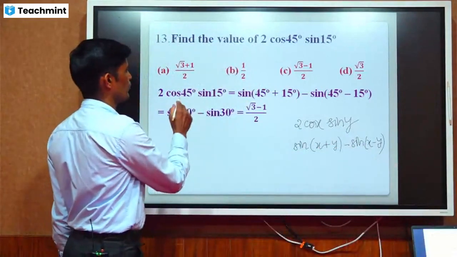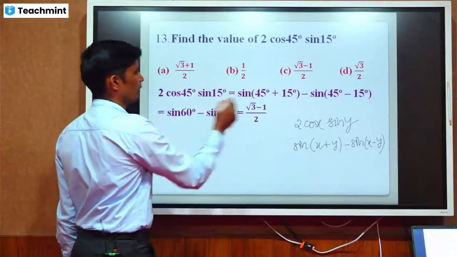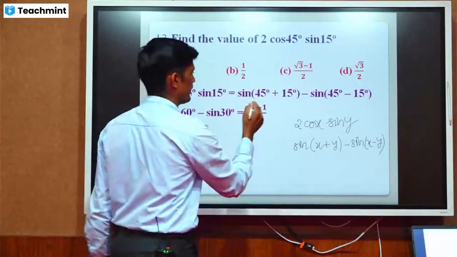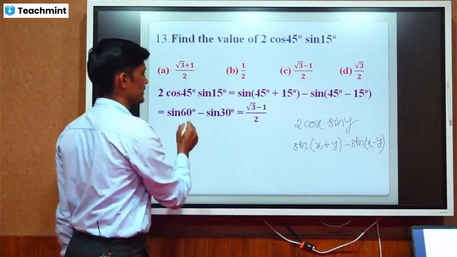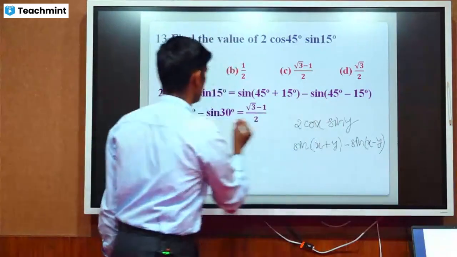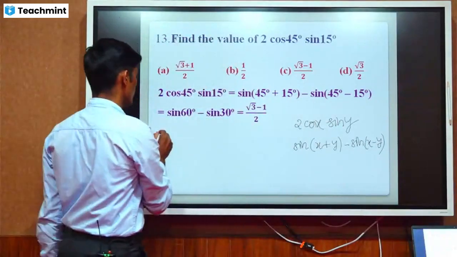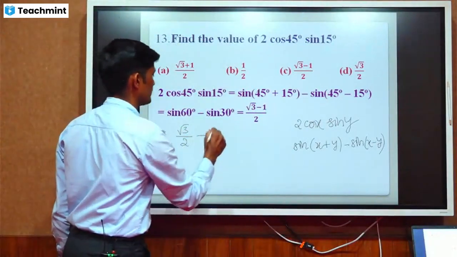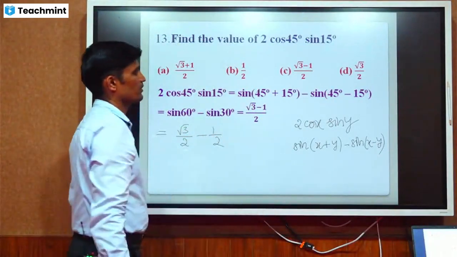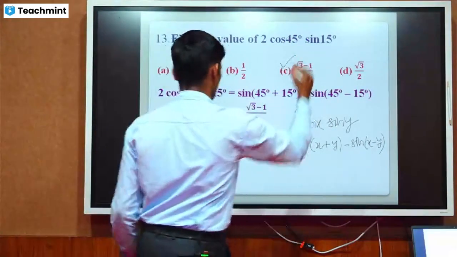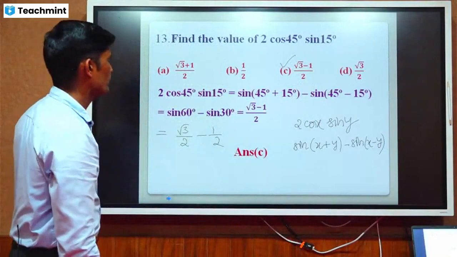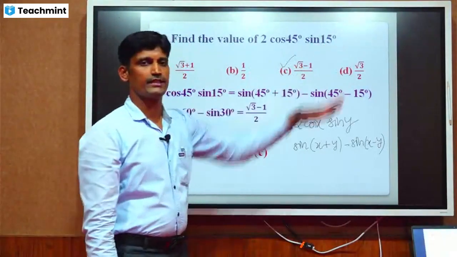Therefore, this is sin of 45 plus 15 minus sin of 45 minus 15 degree. And sin of 45 degree plus 15 degree is sin 60 degree, and this is sin 30 degree, and both the values are known to us. Sin 60 is root 3 by 2 minus sin 30 is 1 by 2. So answer is root 3 minus 1 by 2. That is option C.